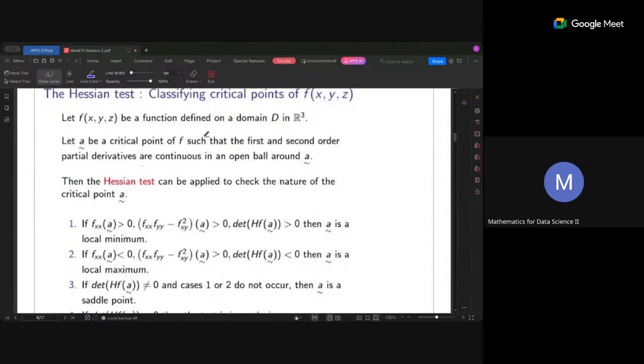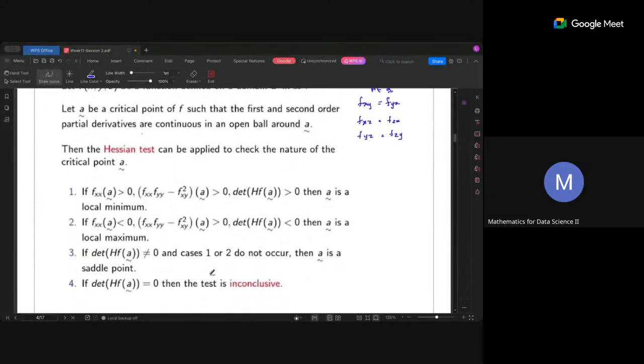Here also we have the assumption that the mixed partial derivatives are equal at A tilde. For example, fxy and fyx are equal. Similarly, fxz and fzx are equal, and fyz and fzy. These pairs are equal at A tilde, not in general, but at A tilde. Now, what is the Hessian test?